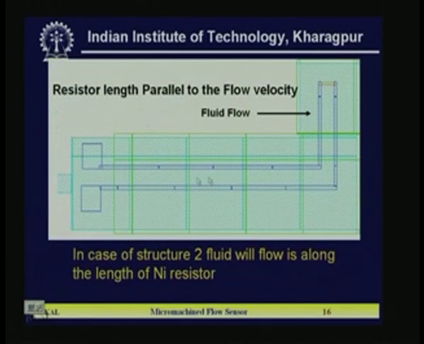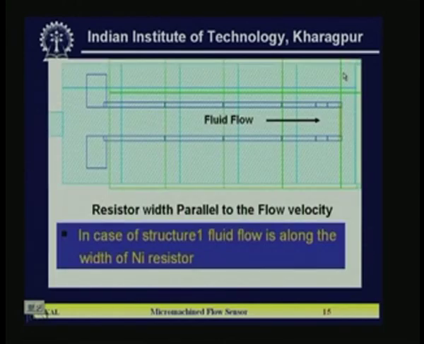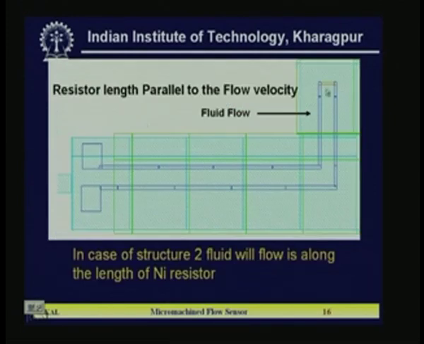You can see here, if you make the design like that and the fluid flows in this direction, then the flow is in this direction, width is in this direction, so automatically it is along the length. Then two things you can do, flow is along the length or flow is along the width. This portion is the resistance, and this is the length. Both designs have been made so that you can measure the resistance change along the length as well as along the width.